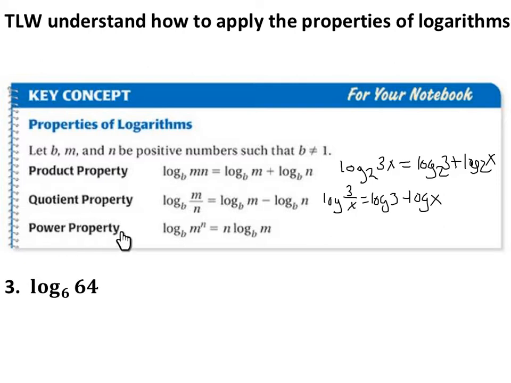Power property. Log base b of m to the n equals n log base b of m. So if I had log base 5 of x to the 4th, that's equal to 4 log base 5 of x. So let's take a look at some more examples and let's go through these.